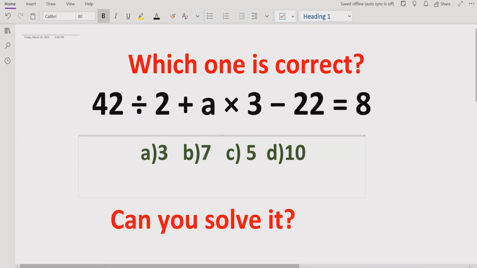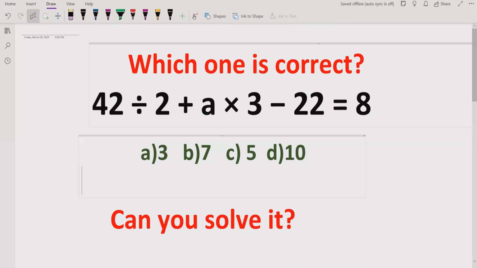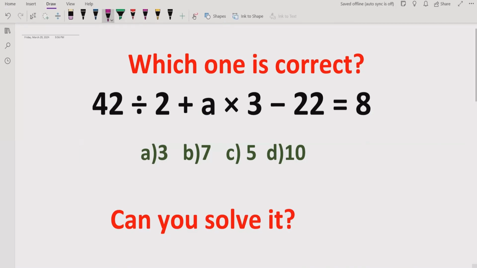Today we will solve a quiz which is related to an expression which has an unknown variable in the expression, and we have to find out what is the correct value of this variable. The variable here is a. If you see in the expression, our variable is a, which is unknown. So we have to solve this expression and find out the value of this variable.